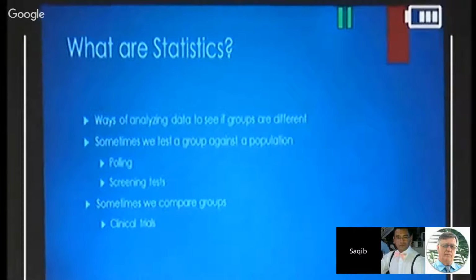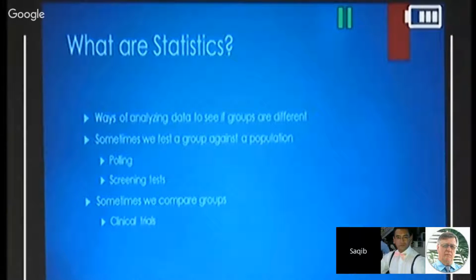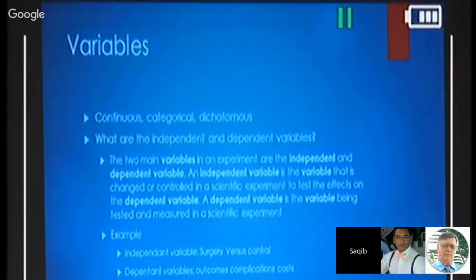Fundamentally, statistics are ways of analyzing data to see if groups of data or groups of subjects are different. A group against a population. This is what we do when we're doing polling or screening tests. Sometimes we use data to compare groups. This is what we do in clinical trials. There are different types of variables.